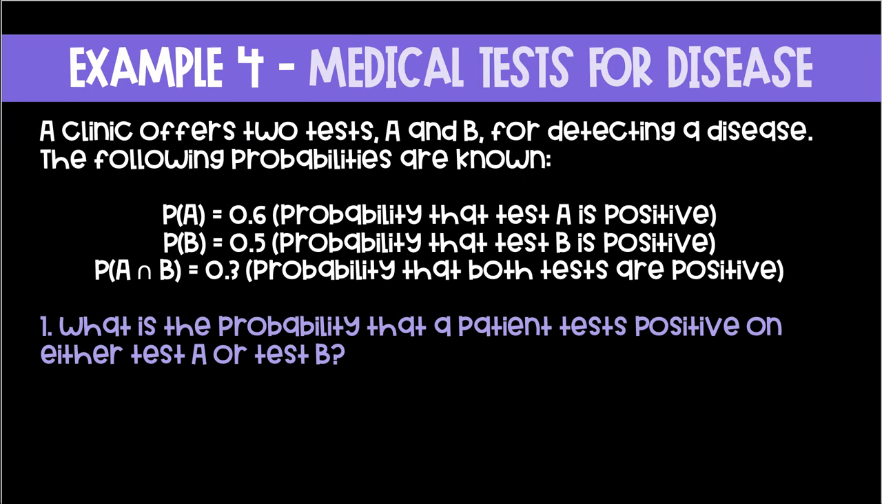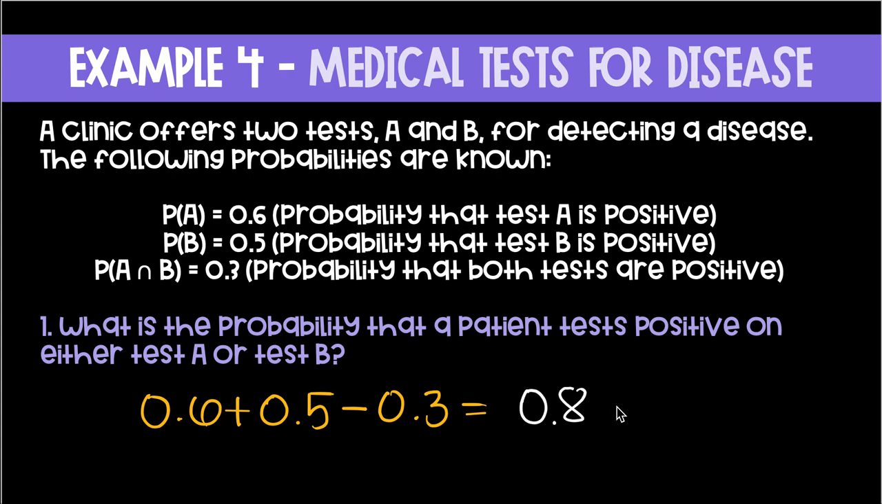The probability of A is 0.6. The probability of B is 0.5. And I have to subtract that intersection, which is 0.3. Looks like my probability of A or B, for test A or test B being positive, is 0.8, which is 80%.